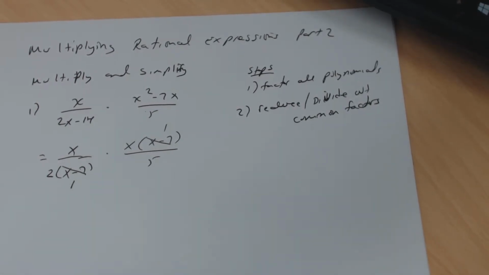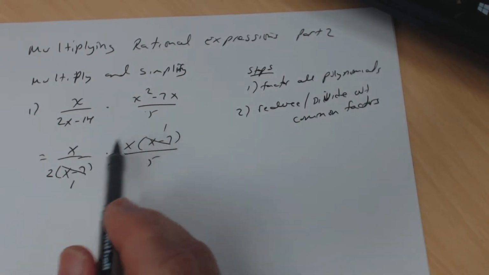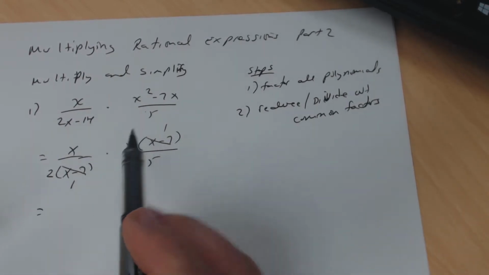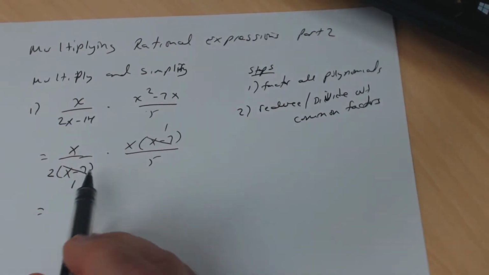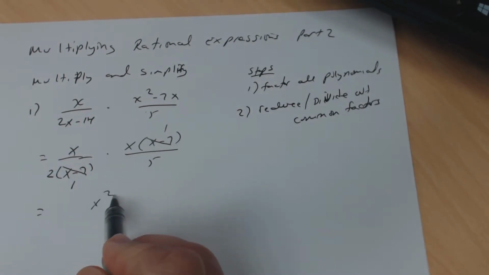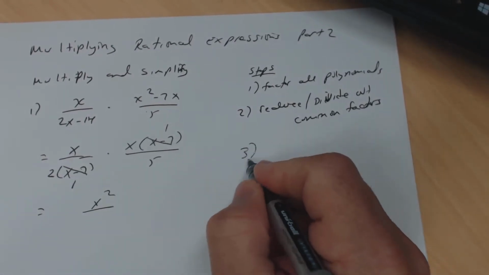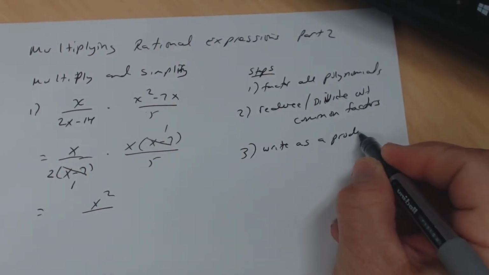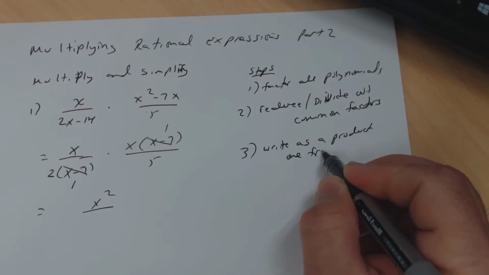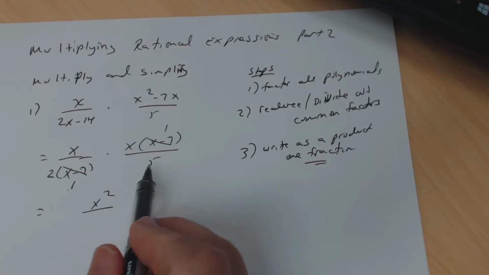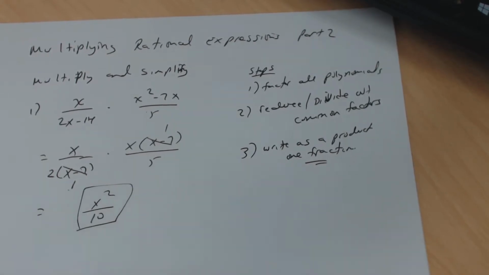And that's all you can do. There's nothing else that you can reduce or simplify. Simplify is the reducing, dividing out part, and you also want to write it as one fraction. So don't leave your answer like this. You've got to say x times 1 is x squared. Write it as a product, one fraction. So 2 times 1 times 5 is 10, and there's your answer. So that's number 1.